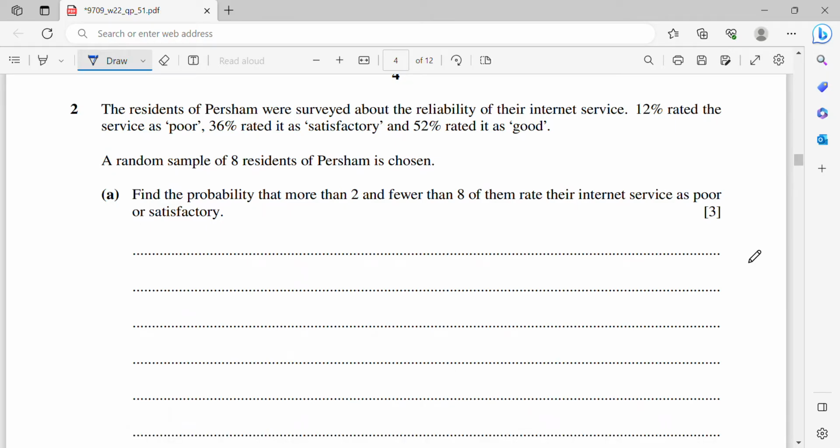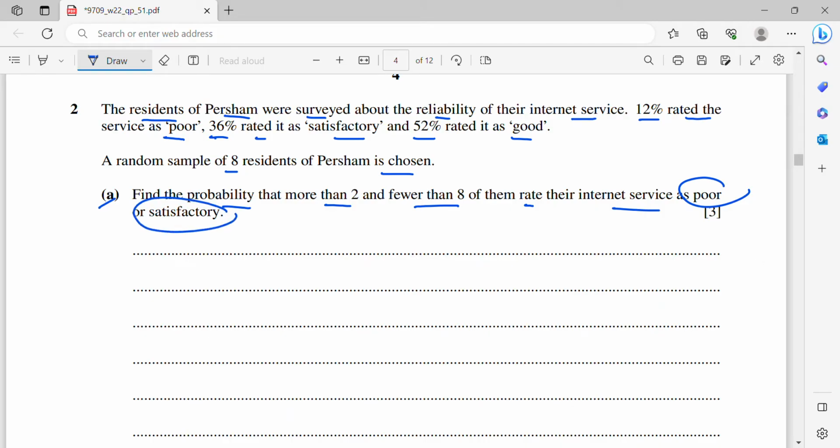Okay, now question 2. The residents of Persian were surveyed about the reliability of their internet service. 12% rated the service as poor, 36% rated as satisfactory, and 52% rated as good. Now, a random sample of 8 residents is chosen. A. Find the probability that more than 2 and fewer than 8 of them rate their internet service as poor or satisfactory.